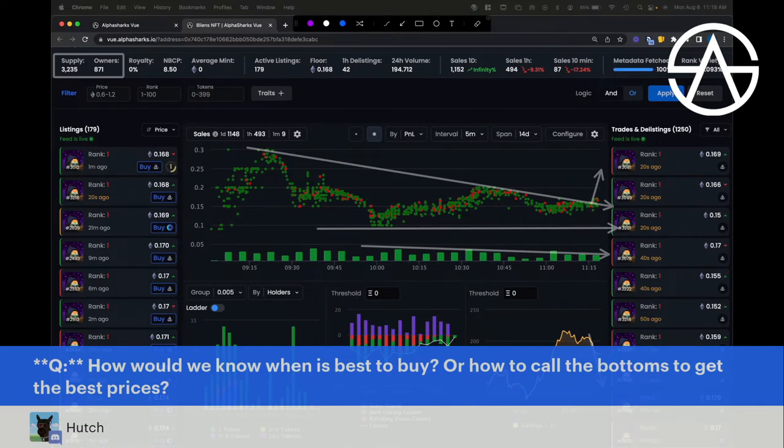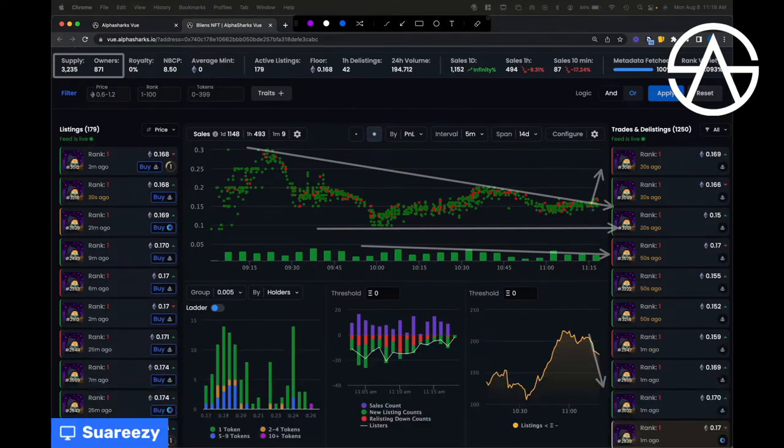Hutch, how do we know when is best to buy, or how to call the bottoms to get the best prices? That's a great question. One of the things I like to break down is creating ranges. So notice we're talking about the bottom of the range here, that 0.1, and then we're talking about this 0.2 range here. So range is basically just a top and a bottom, and where we're sitting in between that is going to let us know who's in charge.